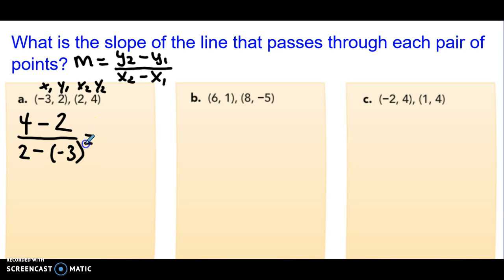So now we can simplify this. 4 minus 2 gives me 2. Remember, if you have two negatives next to each other, you can add them.